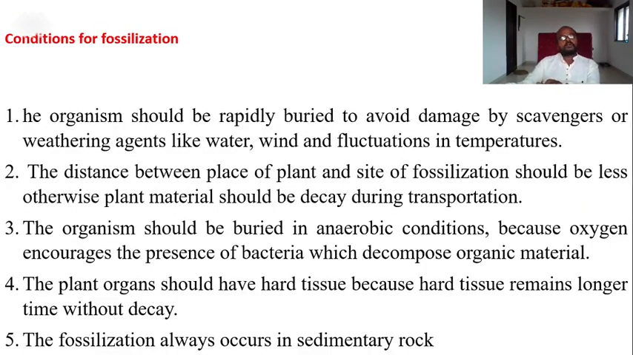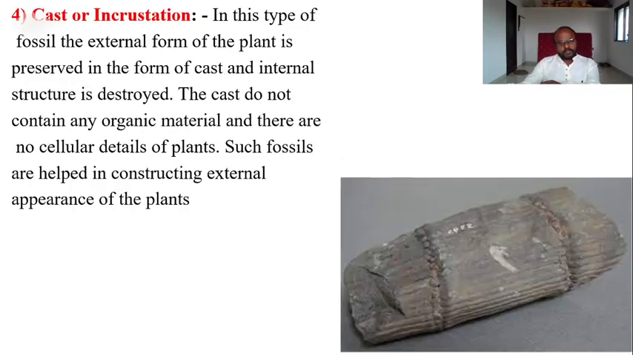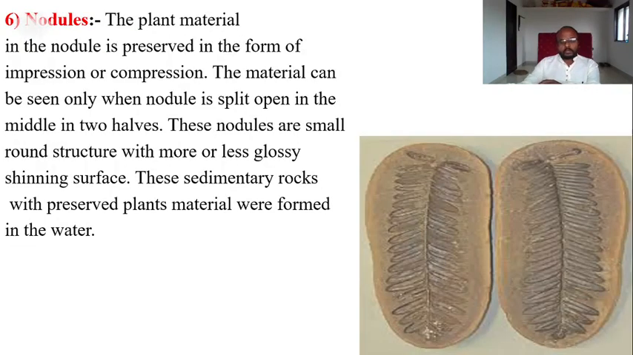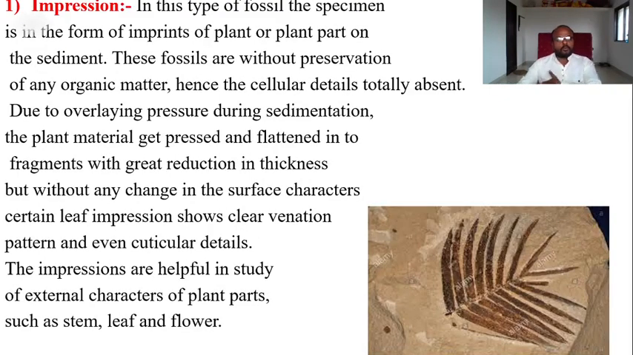Next is the types of fossils. After formation of the fossil there are different types of fossils: impression, compression, petrification, cast, coal ball and nodule. This is the different types of fossil. First we discuss the impression type of fossil. The impression is nothing but an imprint, like the imprint of a finger. Such imprints are also a form of fossil.